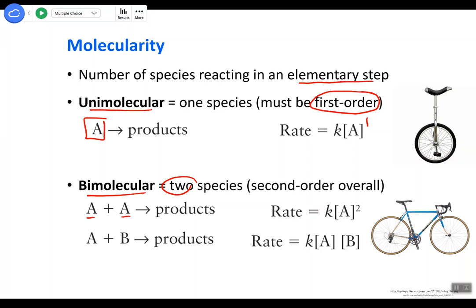So bimolecular, just like a bicycle has two wheels, a bimolecular reaction has two species. It could be two of the same species, like two A's, or it could be A and B. Simply by having a bimolecular reaction, we can determine that the reaction is second order, only because it's an elementary step. So if we have two A's smashing into each other, that elementary step occurs according to second order kinetics. If we have two different reactants, well, 1 plus 1 equals 2. The overall reaction order is 2.